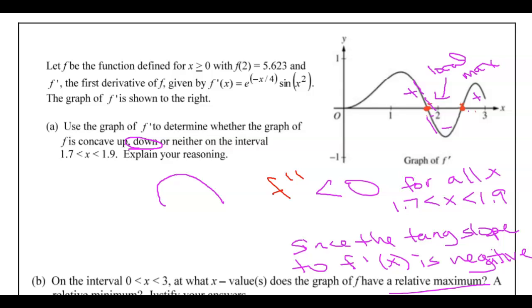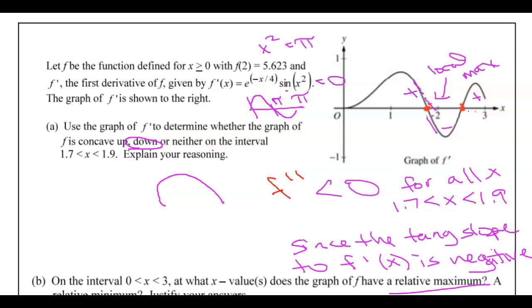So if we wanted to set this equal to 0, well, e to any power never equals 0. So I'm looking for where sine of x squared equals 0. Remember, the sine of x is equal to 0 at pi. So that means that x squared equals pi.